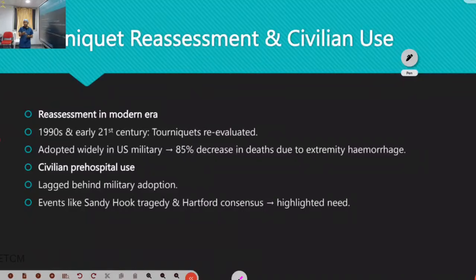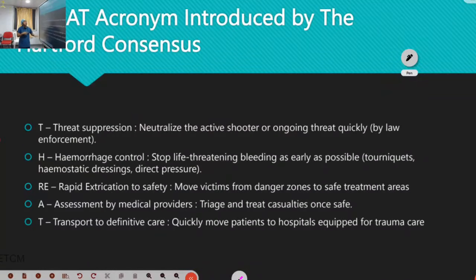One 21-year-old man came into the school and used a gun and shot all these people down. So that was a tragedy that happened. Massive external bleeding was the cause of death among them. After that, the Hartford consensus, a conference, was carried out, consisting of trauma surgeons, emergency physicians and law enforcement agencies, who all came together and introduced something called the THREAT acronym.